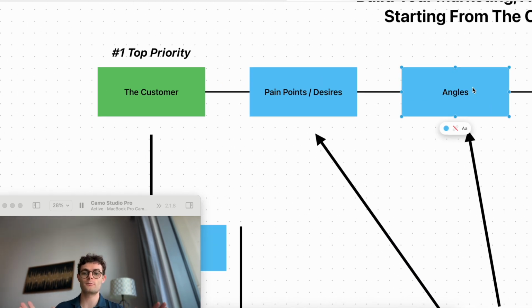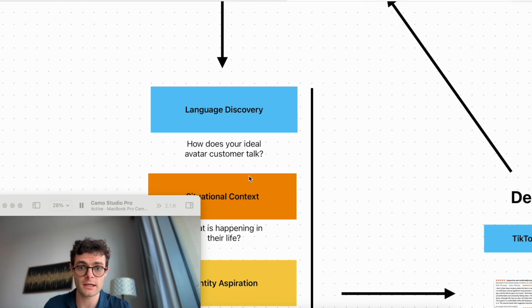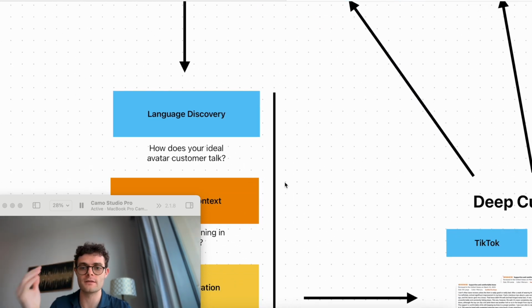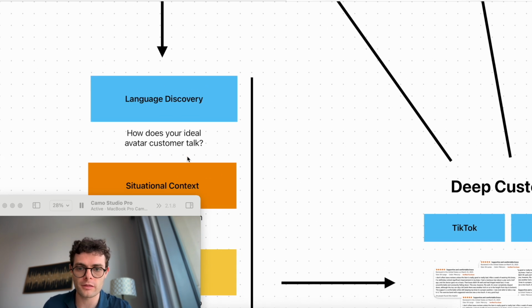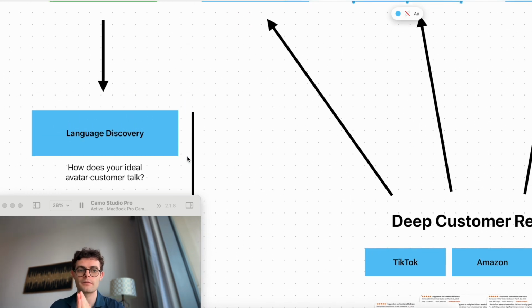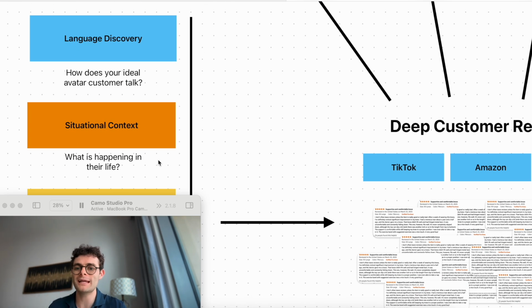So before starting a brand or before launching a new product, before launching a new ad, you should always ask yourself, the top priority is, what is my avatar customer that I want to address in this segment or in this ad? We need to understand the following things, which are vital to making this entire process work. The language of discovery. How does your ideal avatar customer talk, right? What is happening in their life right now? Is it because they smell bad, they're not getting girls, for example?